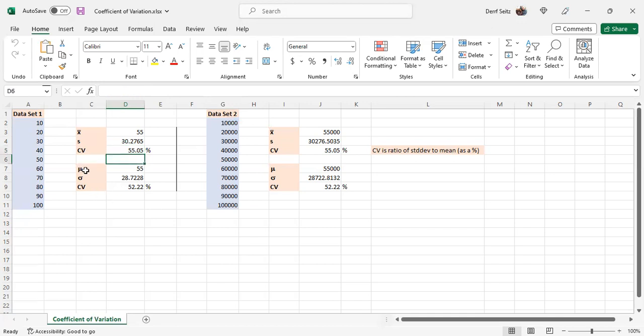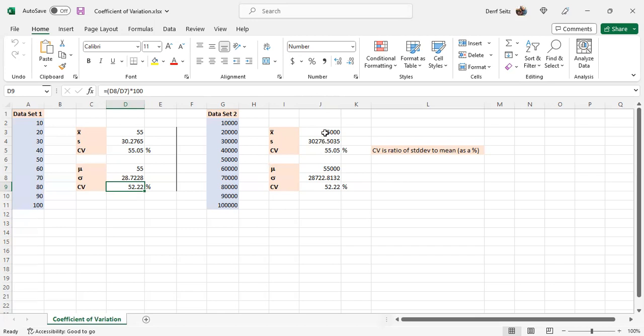For the population, the same formula there for the mean of the population. The standard deviation formula is a little different, STDEV.P. For populations, you divide by the total number of items in the population, whereas for samples, you're dividing by n-1. And the CV comes out a little different than for the sample.